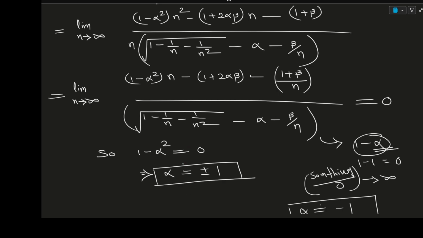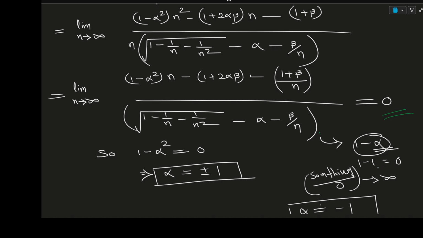Now we'll check what will happen to the denominator when n tends to infinity. When n tends to infinity, this term will be 0, this term will be 0, so root over 1 will be 1, and 1 minus alpha, this term will be 0. So when n tends to infinity, the denominator will be reduced to 1 minus alpha. And if I take the value of alpha as +1, then the denominator will be reduced to 0 again. So something by 0 will be infinity again. So it will not be equal to 0.